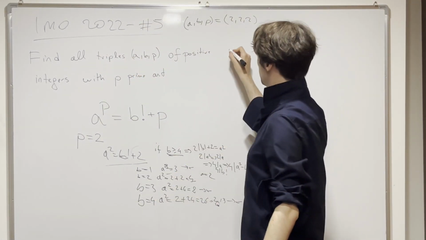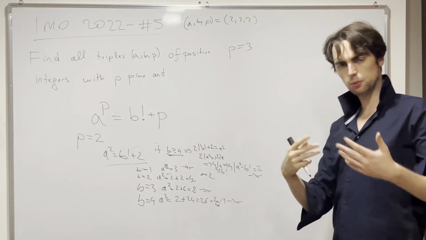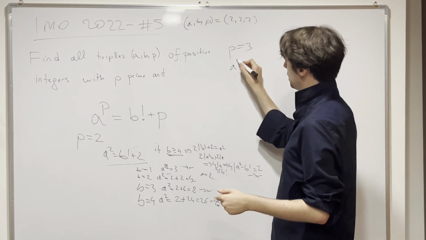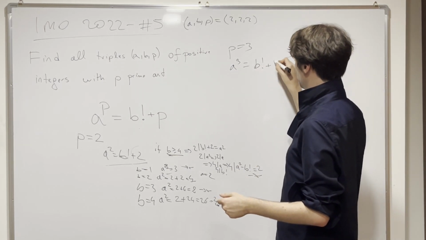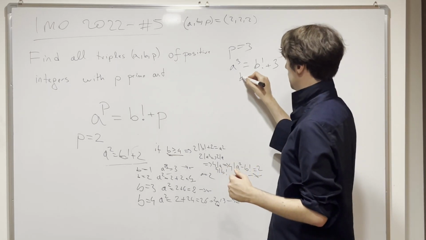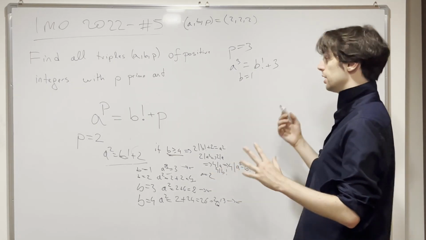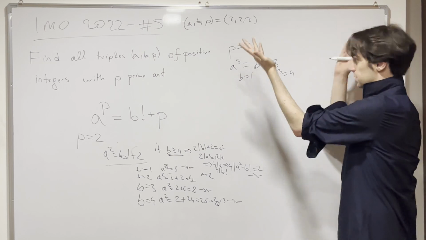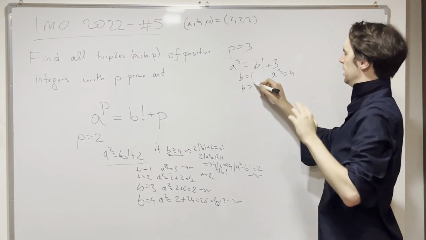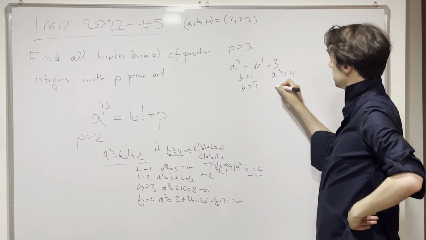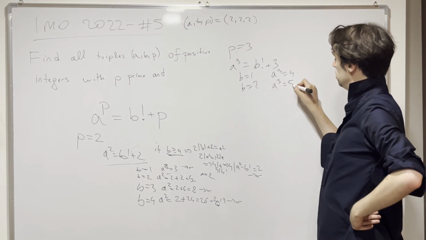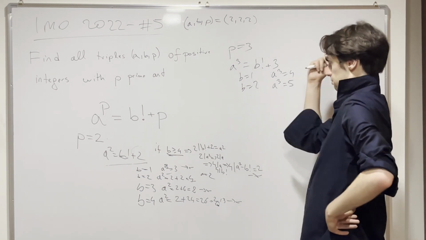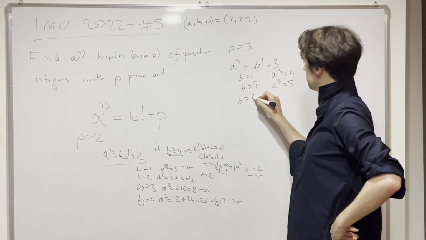Now, can we go to p is equal to 3, and can we get to similar reasoning? Let's see what reasoning we have here. So we have a cubed is b factorial plus 3. Okay, let me try. b is 1, fails. Why? It fails because I get a cubed is equal to 4. That's just not the case. I'm missing an extra power of 2. b is equal to 2, a cubed is 5. Again, I failed. Missing 2 other 5s.